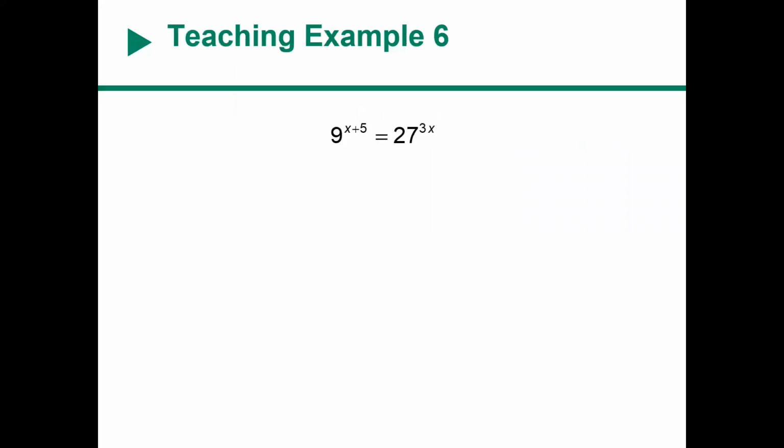Okay. Now this we're going to do without having to take the natural log of both sides, because the base on the left can be changed to look like the base on the right. Well, they can both be changed to look like each other, and that's because they're both multiples of 3. So 9 is 3 times 3, which makes it 3 squared. And 27 is 3 times 3 times 3, which makes it 3 cubed.